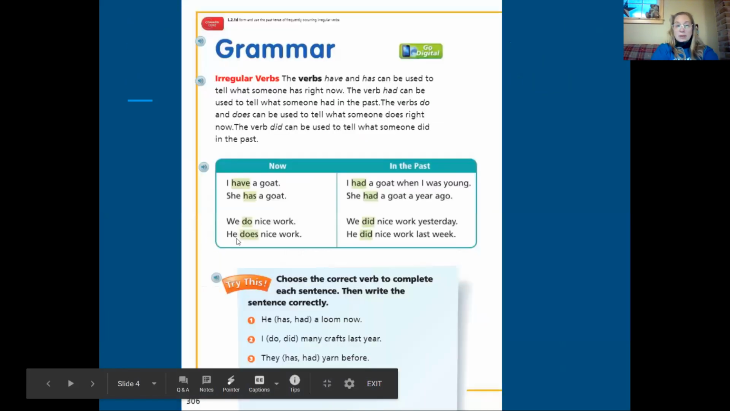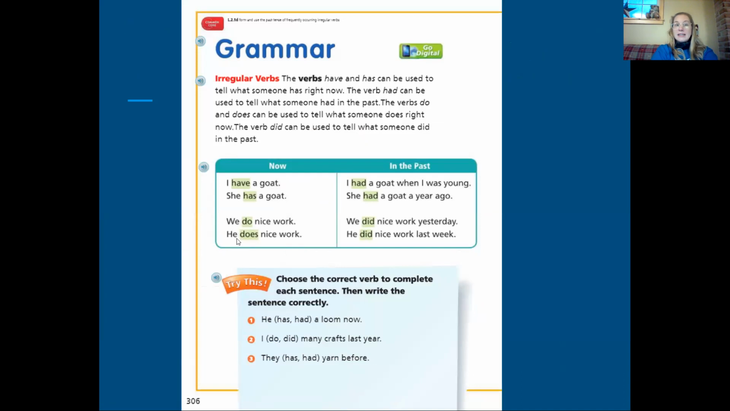This is from your book, boys and girls, page 306. I'm going to read it to you. Please follow along either in your book or on the screen. Irregular verbs. The verbs have and has can be used to tell what someone has right now. The verb had can be used to tell what someone did in the past. The verbs do and does can be used to tell what someone does right now. The verb did can be used to tell what someone did in the past.